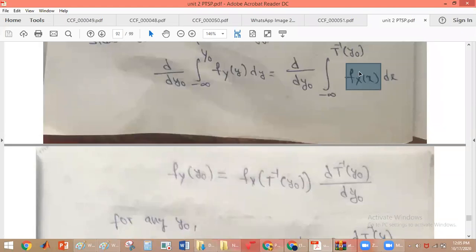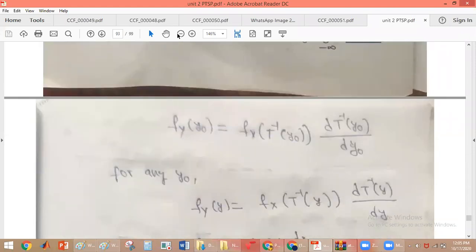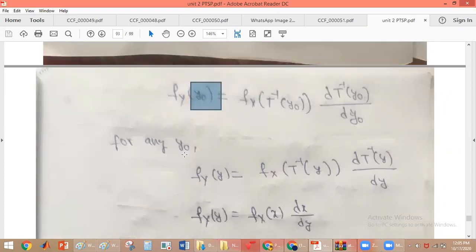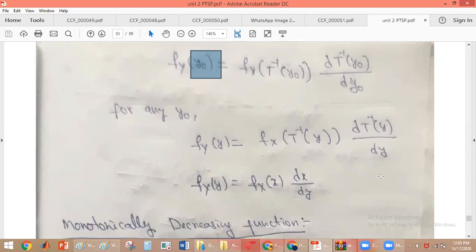What is the first term? In fx of x, substitute the upper limit, that is T inverse y naught, times dT inverse y naught by dy naught. This is for a particular value of y naught. Now, instead of y naught, substitute y. So we get fy of y is equal to fx of T inverse y times dT inverse y by dy, and we know that x is nothing but T inverse y. So in the place of T inverse y we substitute x. So fy of y is equal to fx of x times dx by dy.